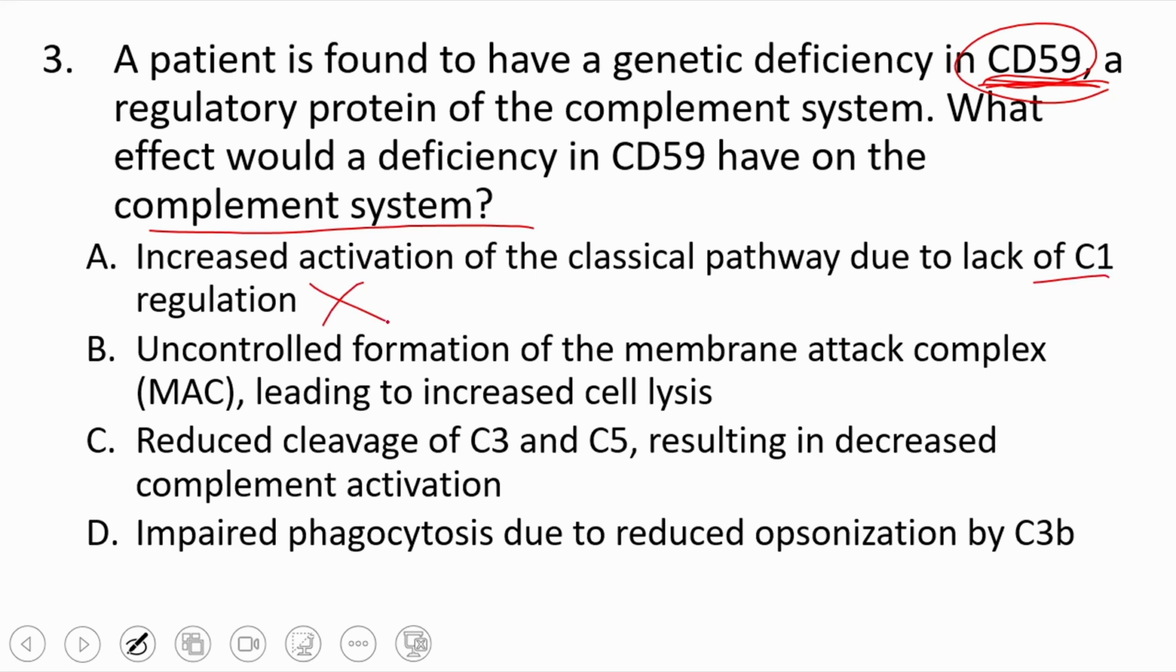Uncontrolled formation of membrane attack complex or MAC leading to increased cell lysis? This seems to be the right one. Reduced cleavage of C3 and C5 resulting in decreased complement activation? Well, it's not reduced cleavage. When we are deficient in regulatory proteins, we will have increased cleavage and increased complement activation. So this is not right. Impaired phagocytosis due to reduced opsonization by C3b? This is again wrong. So the correct answer will be B.